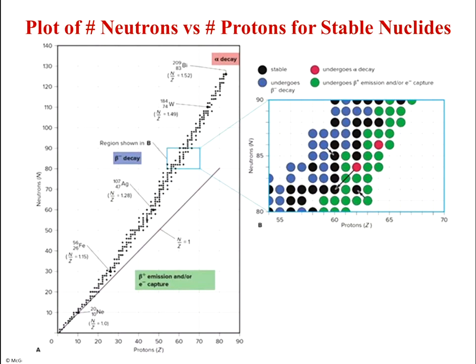So here's our plot of number of neutrons versus number of protons for all the nuclei that we observe to be stable. So we've got a straight line here, the n over z equals 1 value, and you can see at low values for number of protons, the ratio of n over z is close to 1. But as the number of protons increases, we need more and more neutrons to stabilize the nucleus.